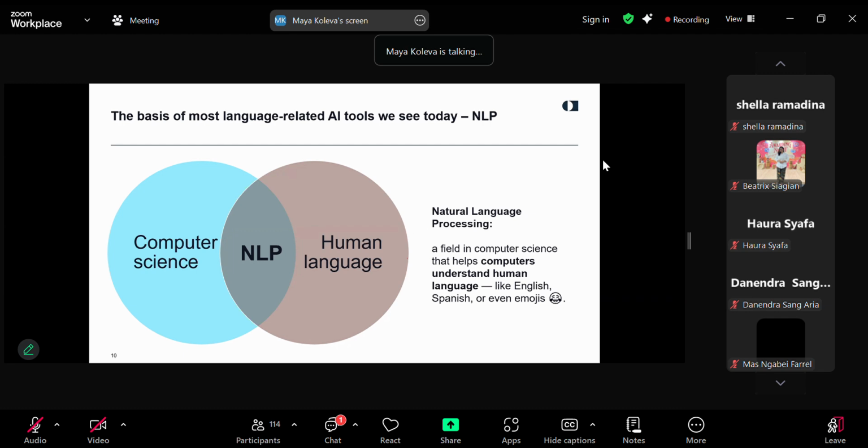So, natural language processing is a field of computer science that helps computers understand human language, like English, Spanish, or even emojis. This is how apps like Google Translate know how to convert one language to another. ChatGPT can have a conversation with you. Spam filters in your email client know which emails are junk. And autocorrect and predictive text help you type faster.